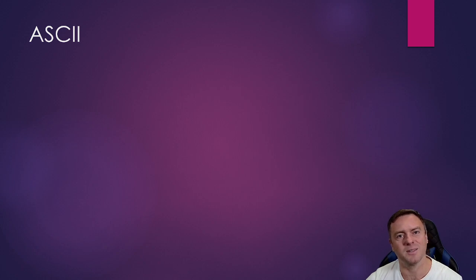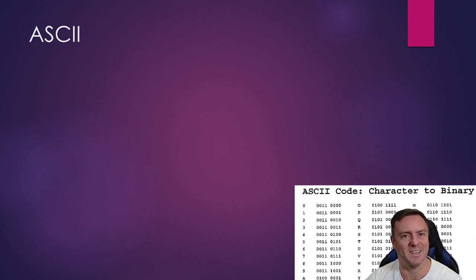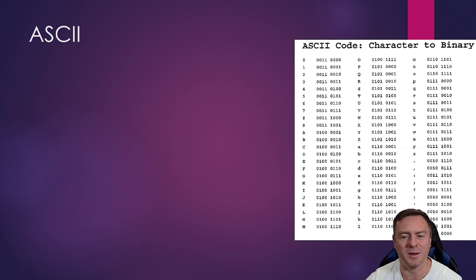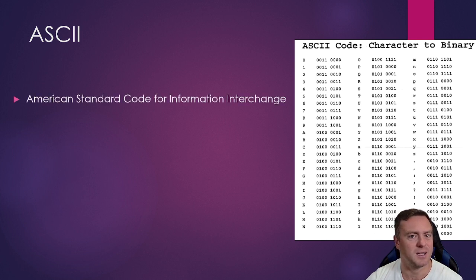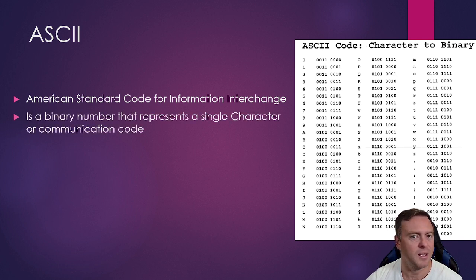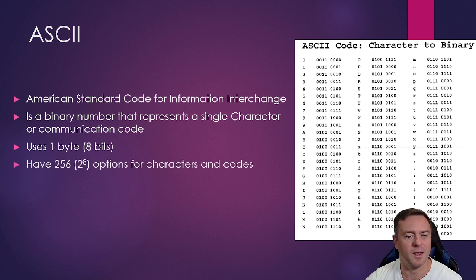This is how computers understand with a technology called ASCII. ASCII tables have been around for many years. It stands for the American Standard Code for Information Interchange. It was used when networks first started coming on the scene. It's a binary number that represents a single character or a communication code. It uses 1 byte or 8 bits, and those bits all line up. There are 256 different options if we use the full 8 bits for the different codes that are available.